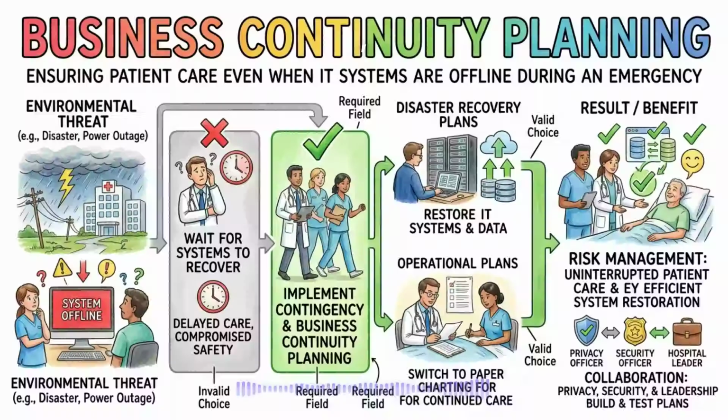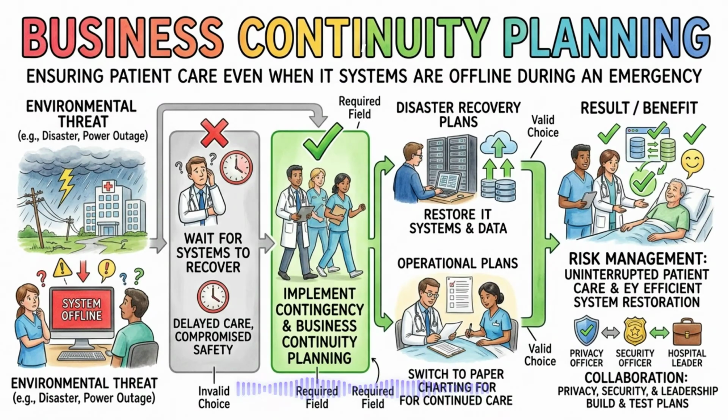Because environmental threats can completely shut down a facility, business continuity and contingency planning are major components of risk management. Contingency planning ensures that the organization can respond to an emergency and continue providing critical patient care even when the computers are completely offline. This involves creating detailed disaster recovery plans to restore the IT systems, as well as operational plans for doctors and nurses to switch to paper charting during prolonged downtimes.